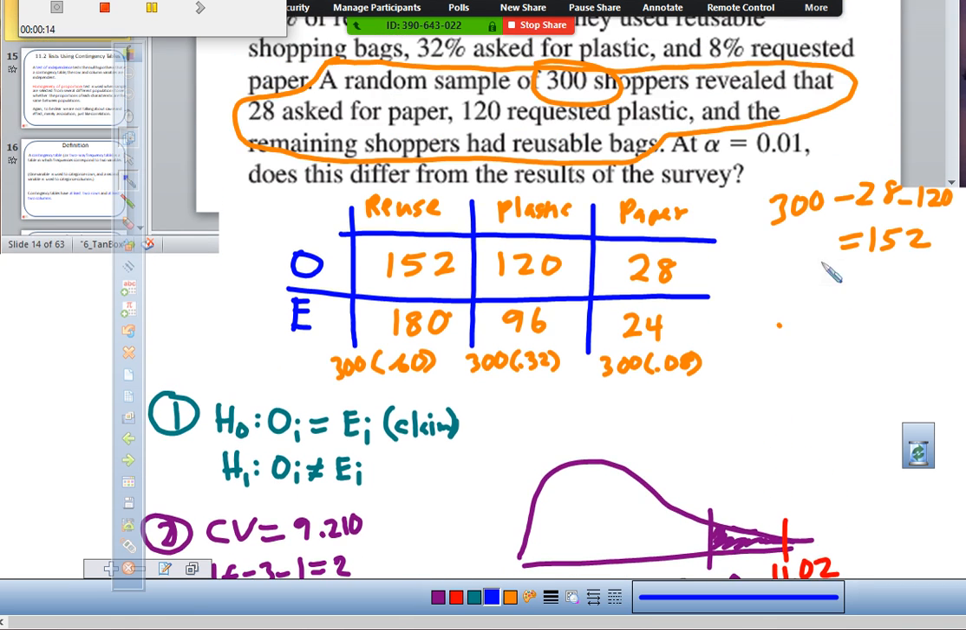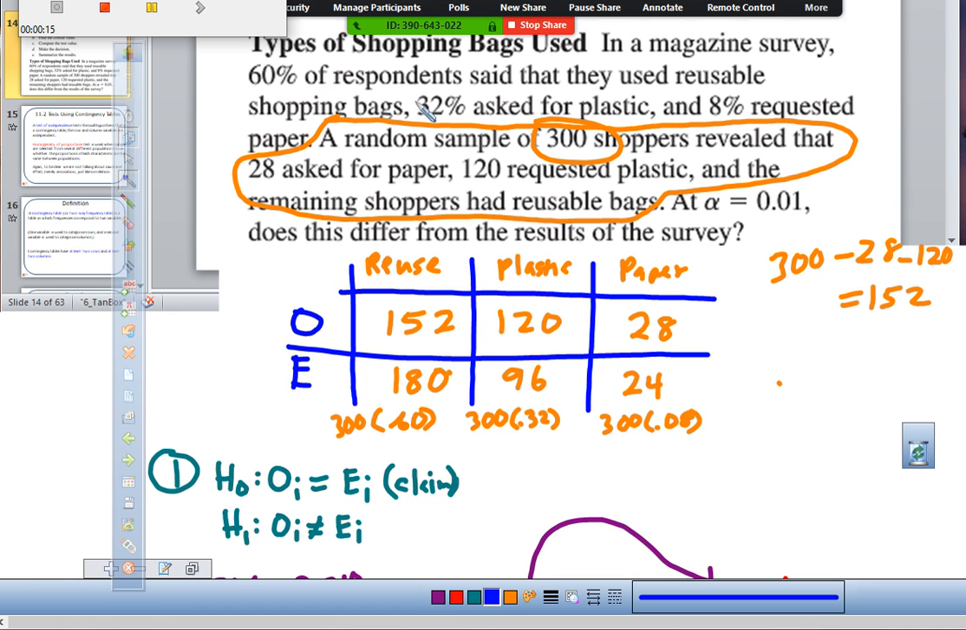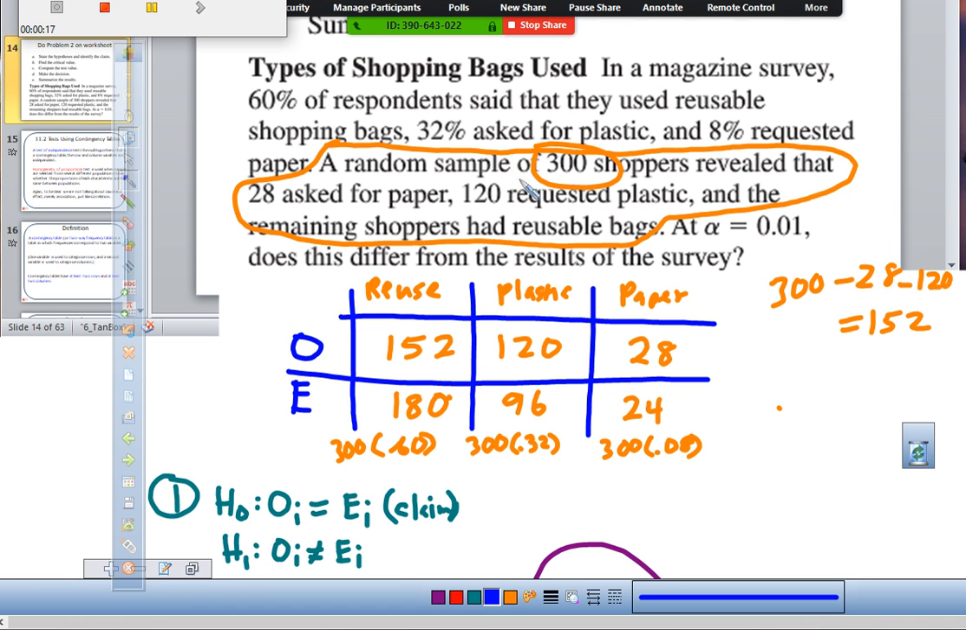So again, you had 300 people, and you are always going to get, for your expecteds, either a percentage, and you take that percentage and you multiply it by n to get your expecteds, or they'll say equally likely, and then you take 300 and divide them all equally amongst the groups, the categories you have. So that's always going to be the case.